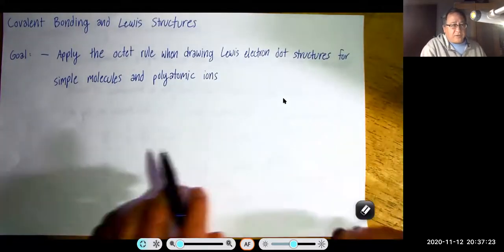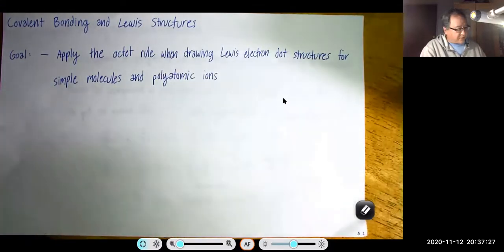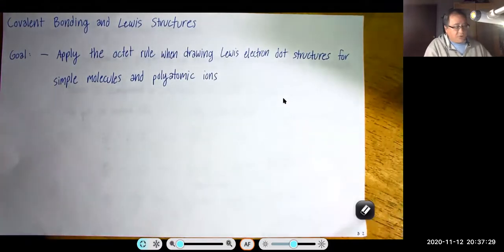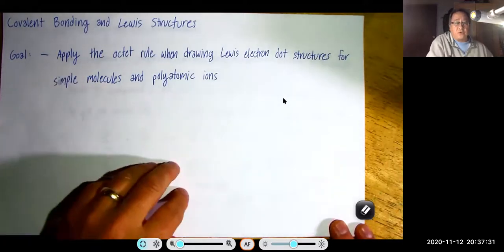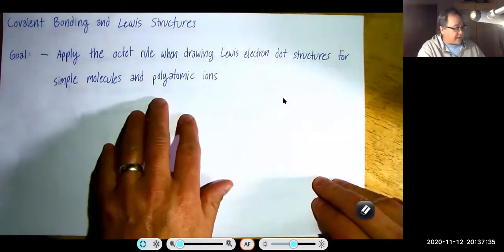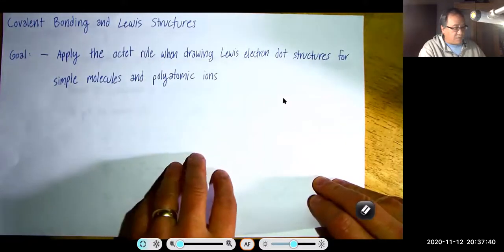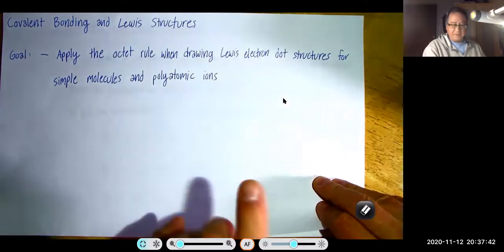Okay, so now we're going to be looking at covalent bonding and Lewis structures, and specifically we're going to focus on the octet rule. So the goal here is to apply the octet rule when drawing Lewis electron dot structures for simple molecules and polyatomic ions. We'll be coming back to this section and doing some more practice problems, but right now we're focusing on the octet rule.